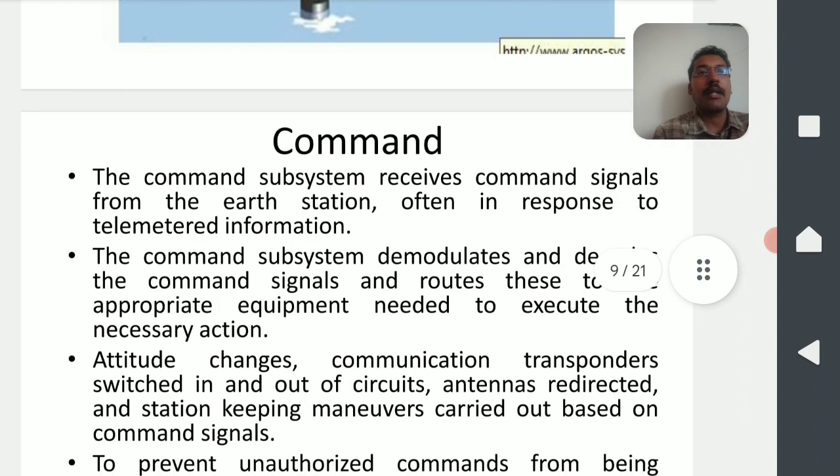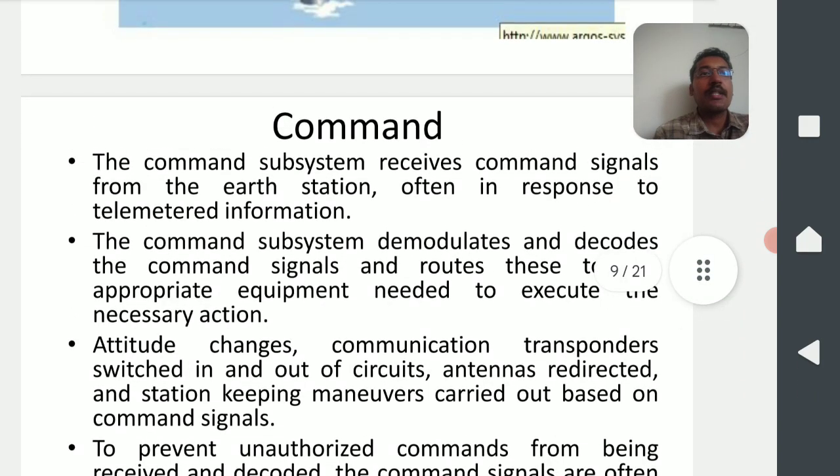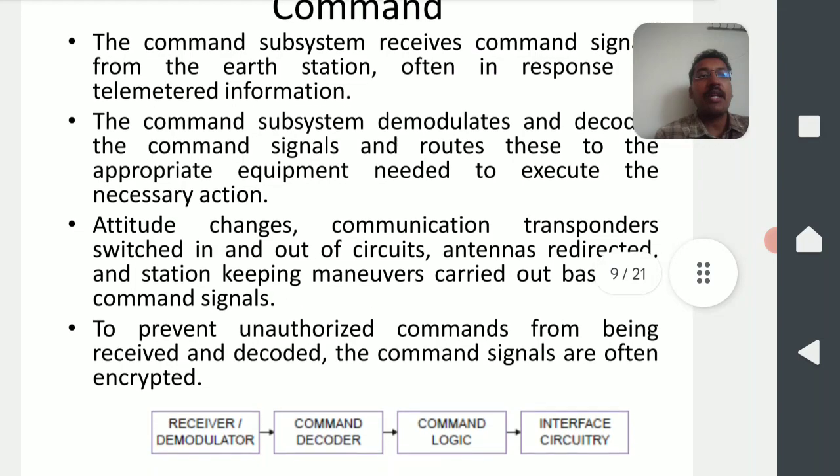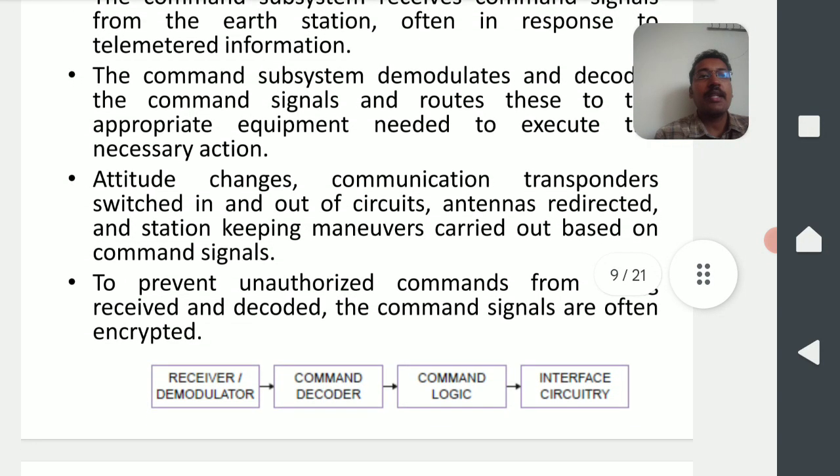Next subsystem is command. The command subsystem receives command signals from the earth station, often in response to telemetry information. The command subsystem demodulates and decodes the command signals and routes these to the appropriate equipment needed to execute the necessary actions. Attitude changes, communication transponder switching in and out of circuits, antenna redirection and station keeping maneuvers are carried out based on command signals. To prevent unauthorized commands from being received and decoded, the command signals are often encrypted.